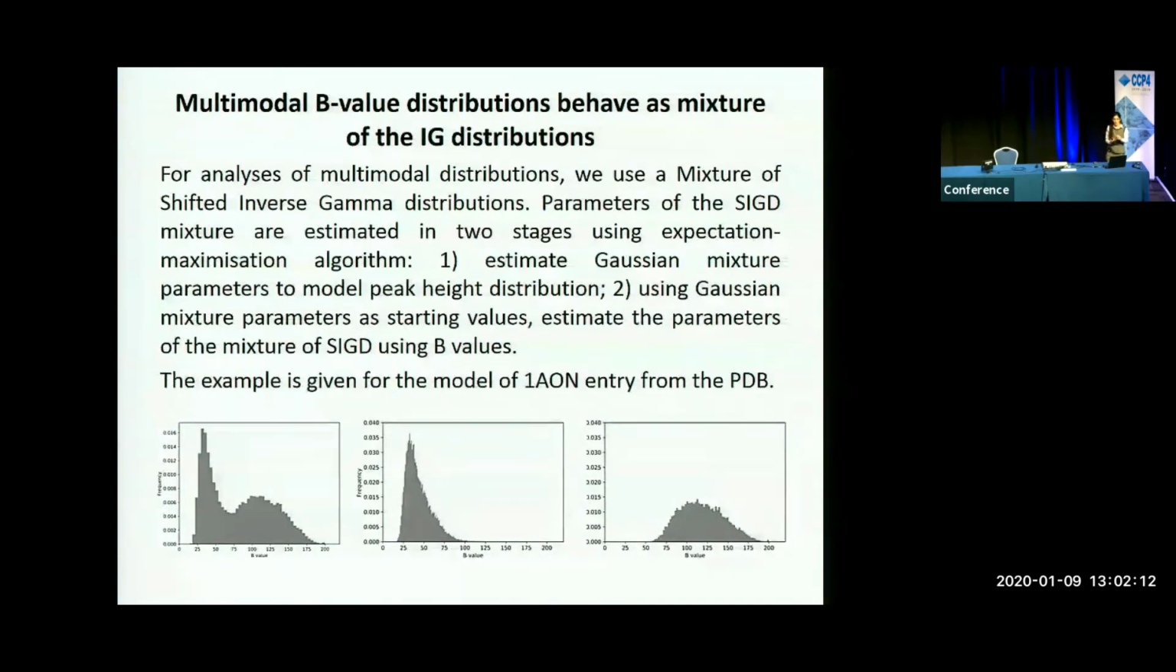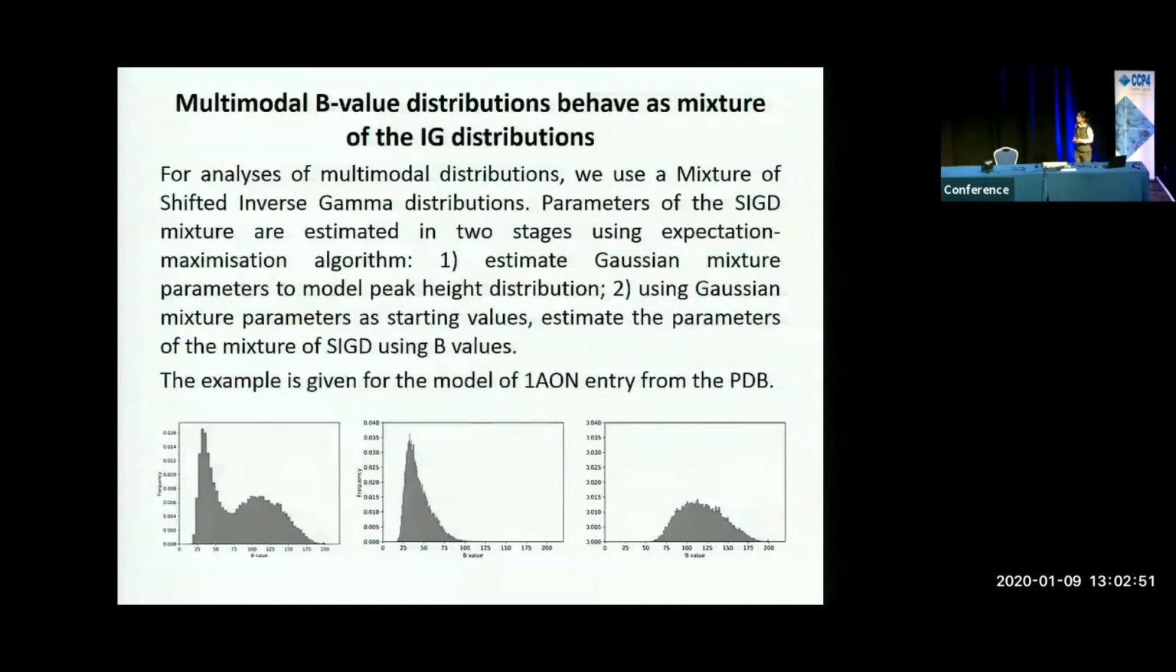We analyze multimodal distributions using a mixture of shifted inverse gamma distributions. We estimate the parameters of the shifted inverse gamma distribution mixture in two steps. First, we estimate the Gaussian mixture parameters to model the peak height distribution, and using the Gaussian mixture parameters as initial values, we estimate the parameters of the shifted inverse gamma distribution mixture using B values.